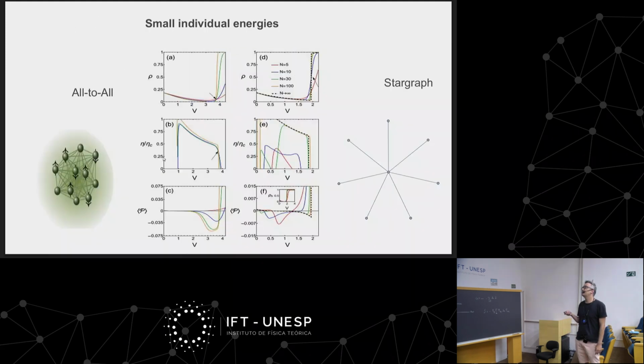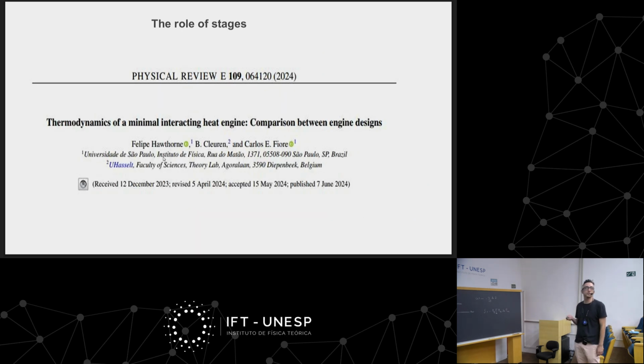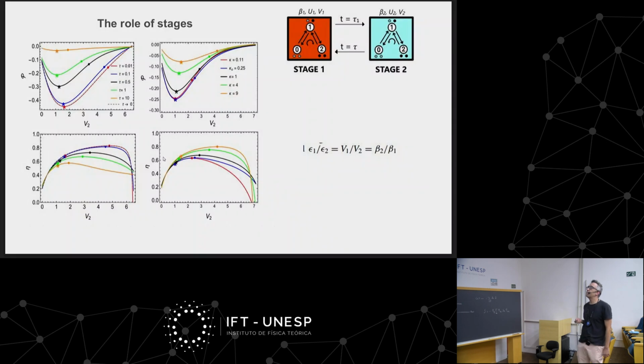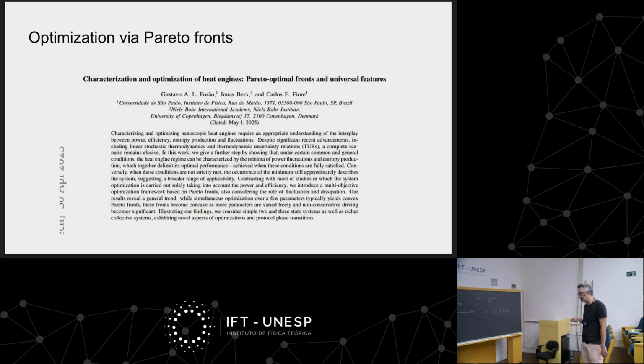Now, I don't have time to consider the role of collective systems, but the role of the topology, in some cases, can be important. Here, for a minimal heat engine, it can be important. And to conclude, in the line of what I have just told you, we typically desire to optimize both power and efficiency. Typically, if you optimize the power, you decrease the efficiency and vice versa.